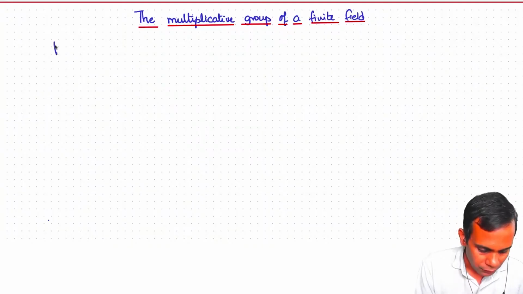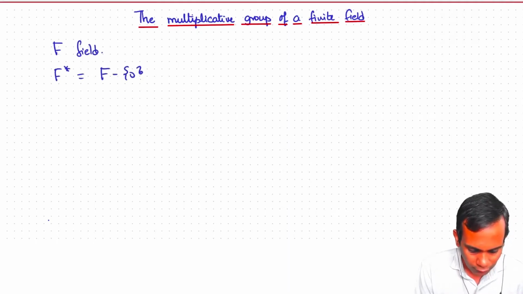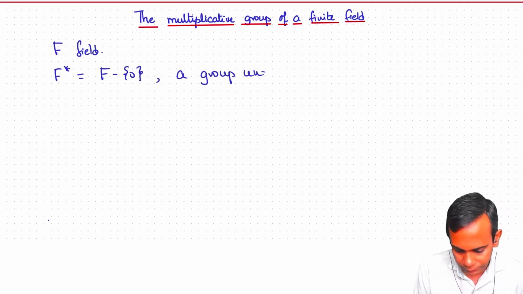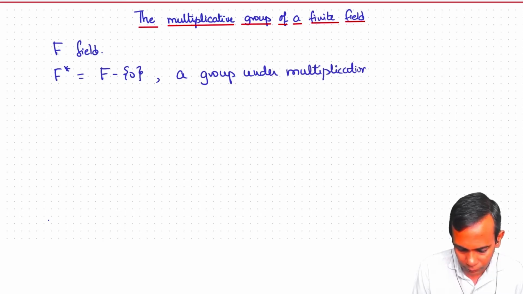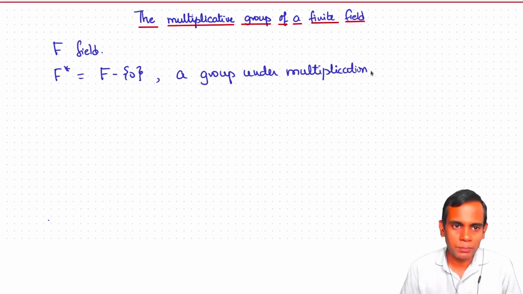Suppose F is a field. Let F star denote the set of all non-zero elements of F. And so F star is a group under multiplication. It turns out that subgroups of this group, finite subgroups of this group, are all cyclic.